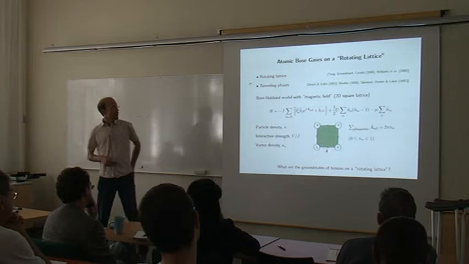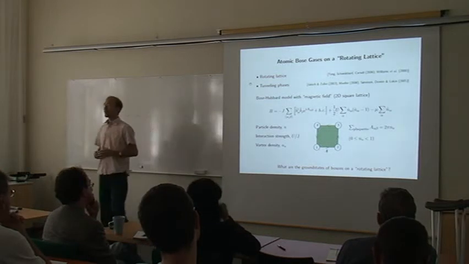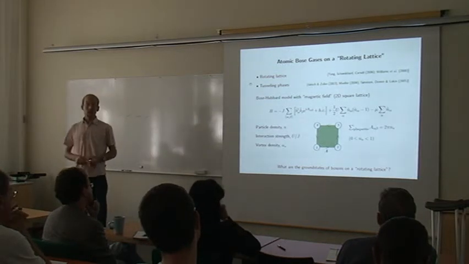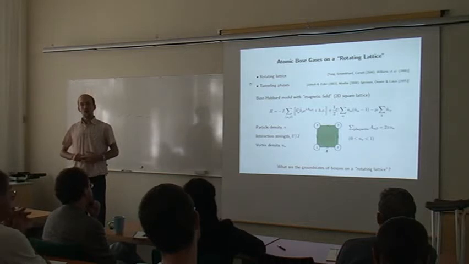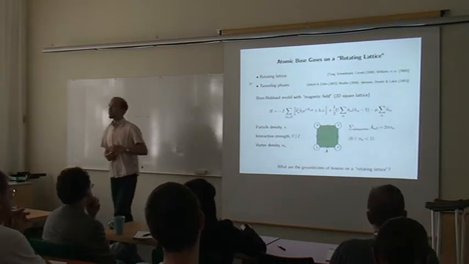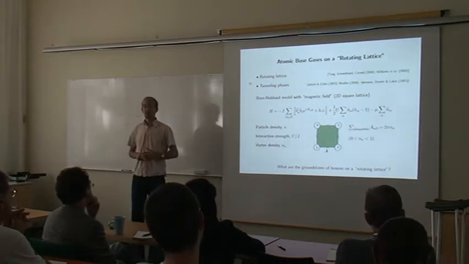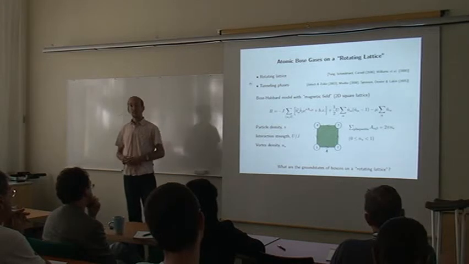Okay, so now let's just assume that we can manufacture such a system, and if we have such a system of interacting bosons on the lattice, what kind of phases can we get?